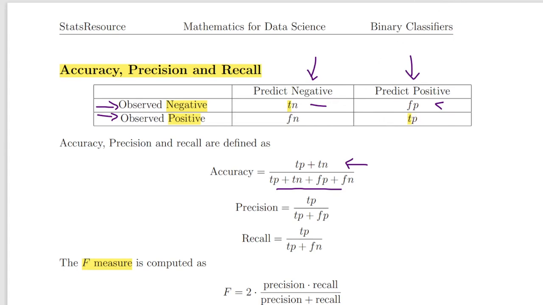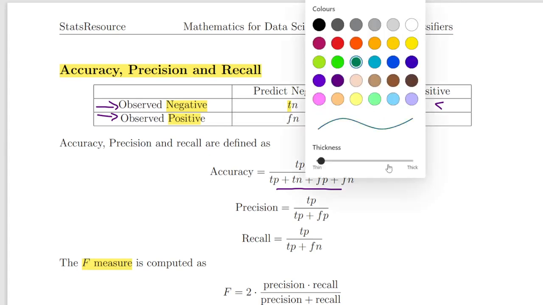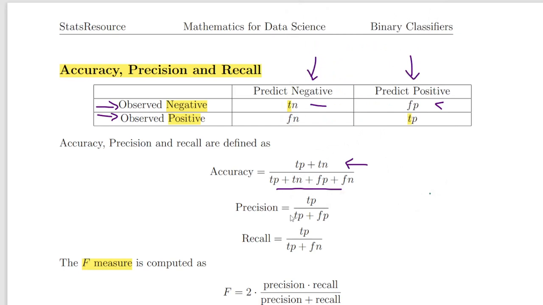Then we have the precision. Here we look at the last column, what we predict to be positive, and out of that, the proportion of true positives out of the total number of predicted positives.